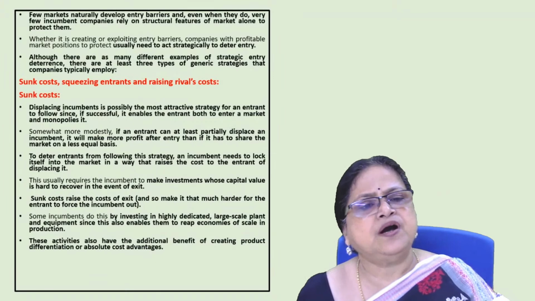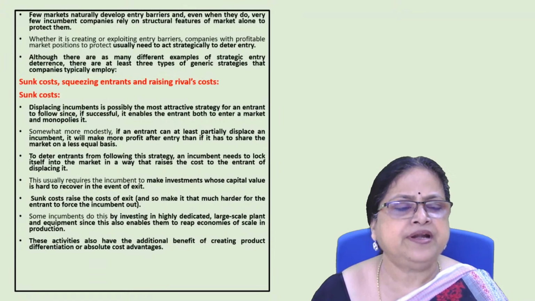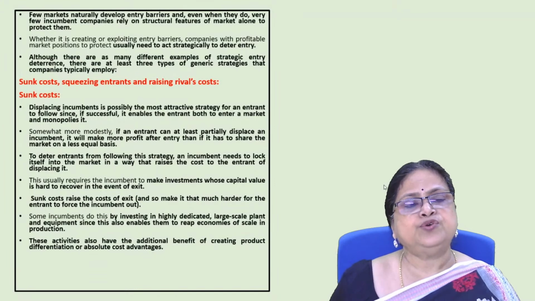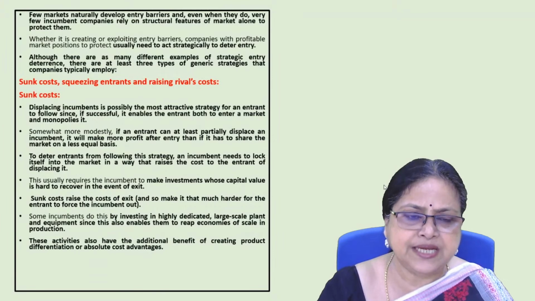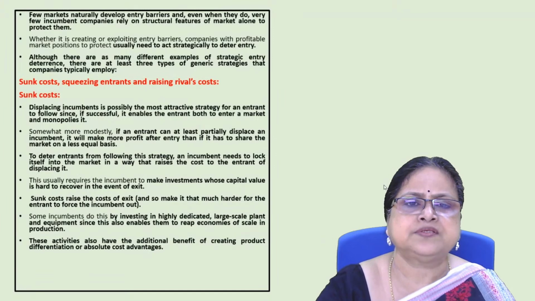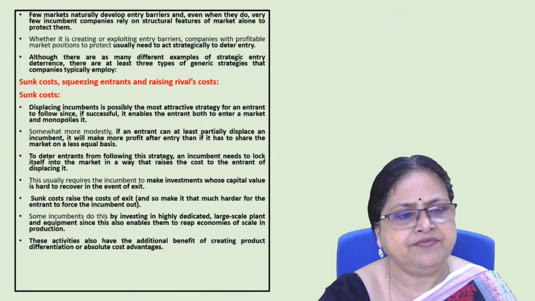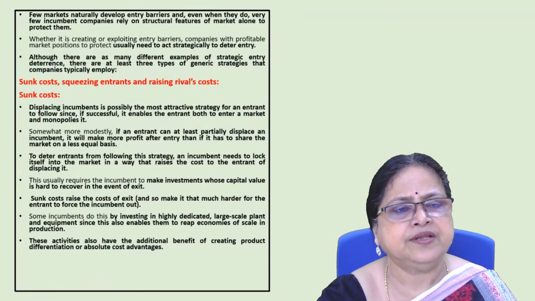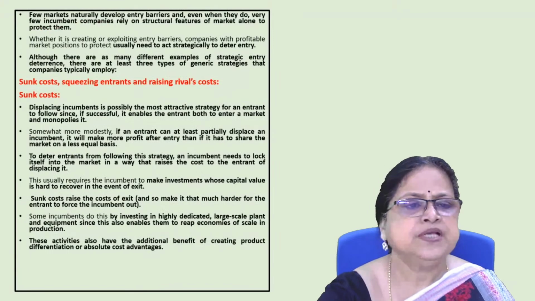Then again we have sunk costs, squeezing entrants and raising rival costs. These are also different strategies for entry barriers. In addition to those strategies, there are other strategies like sunk cost, squeezing entrants, and raising rival costs. You are raising the cost of production of the rival. That also can be done by the existing firms to restrict the new entrants from entering the market. Now, squeezing entrants, the second one.